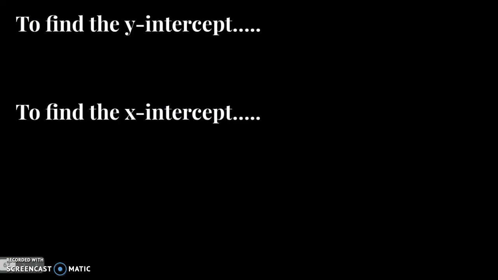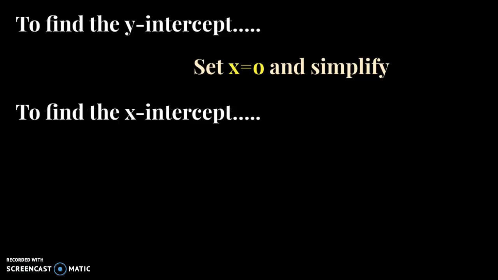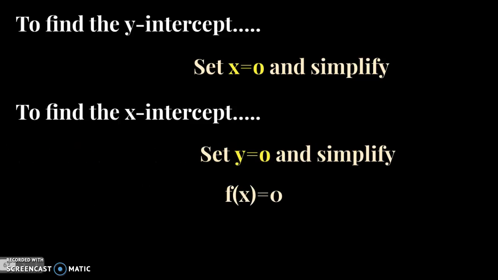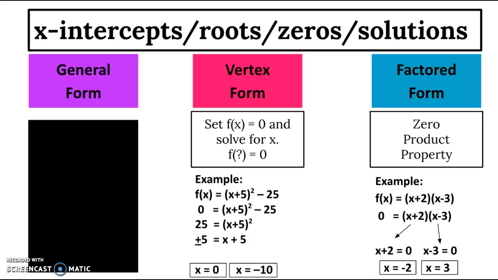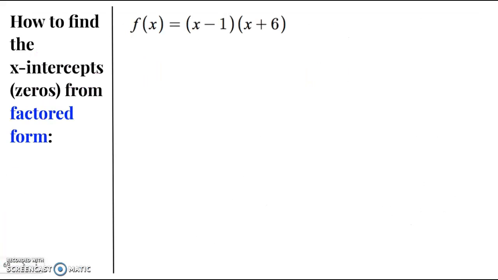Remember from the last video, we said to find the y-intercept, we would set x equal to 0 and simplify, and we practiced this all last week. To find the x-intercepts, we decided that we are going to set y equal to 0 and then simplify. And remember, y is the same as f of x. In the last video, we showed how to find the x-intercepts from factored form, from vertex form, and now today is going to be from general form.